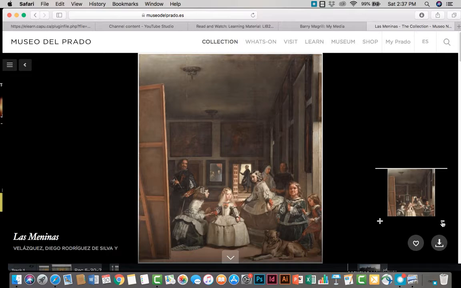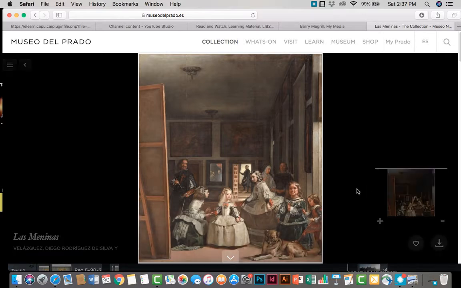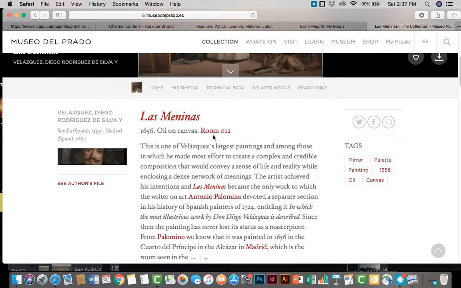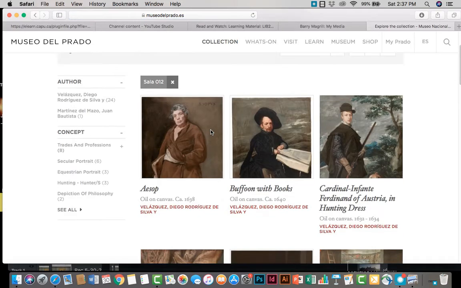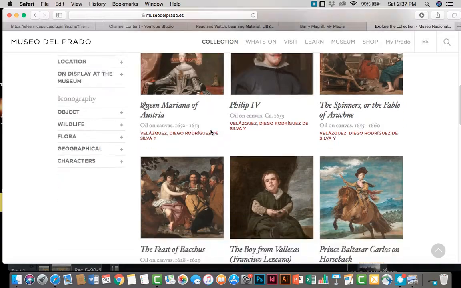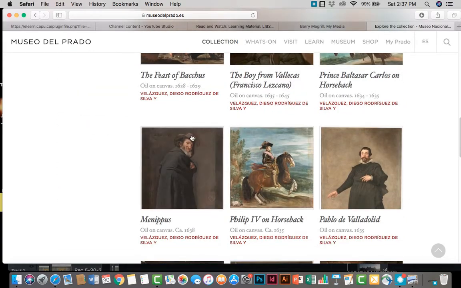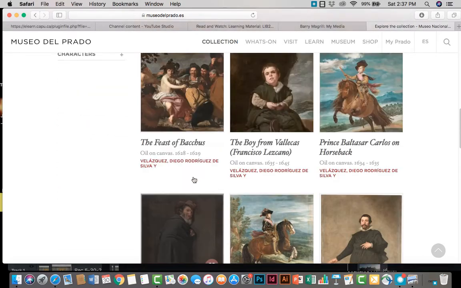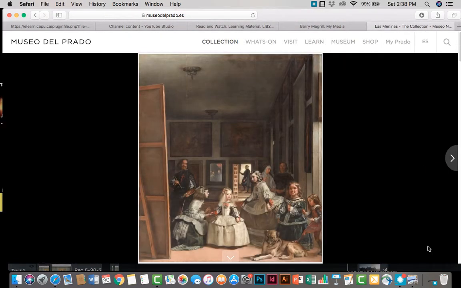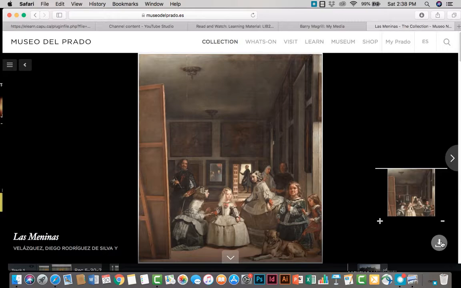Now, as I go back to the museum's website, if I scroll down, you'll see that it belongs in room 12. And if I click on room 12, it will also show us what else is in that room. So this is a really good way to visually move around the Prado Museum as though you were there. You can click on any one of these paintings, get a better description and a better view of it. You can see that you can also download the image for personal or commercial use.